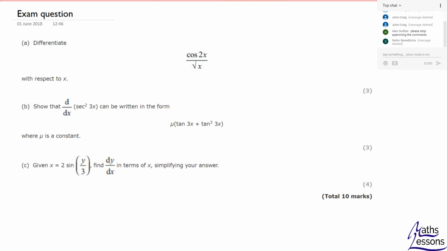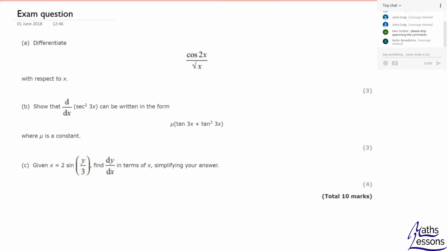Right, I think that's enough time to have a go at that. Let's go through the question now. So we're going to start off with differentiating cos 2x over root x. It's very rare you ever get a question that's just going to be chain rule, but we'll go through this and we'll start off with this one first.